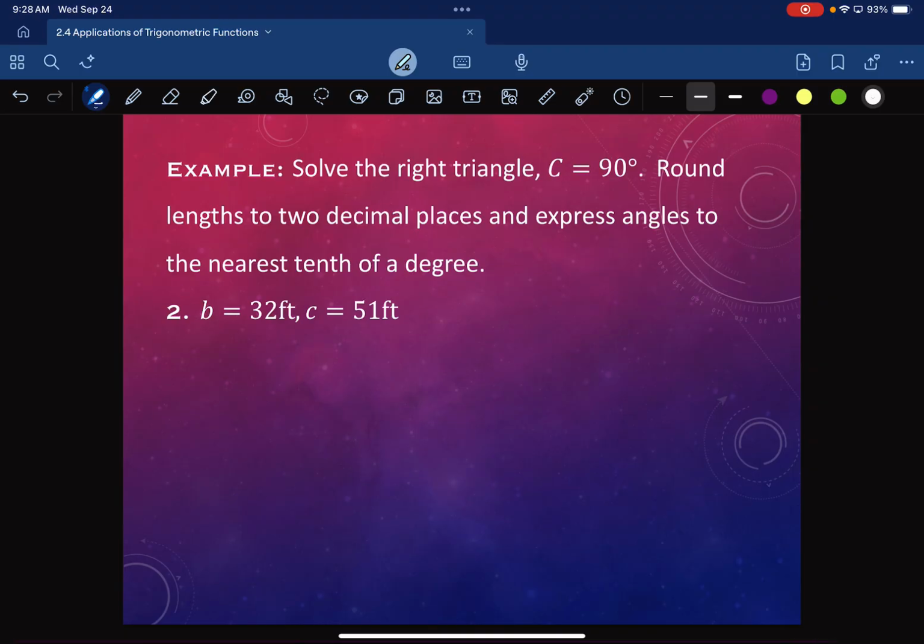Okay, so as we're taking a look at this one, if it helps you, and it will help me, so I'm going to do it, we're going to draw a triangle. If you want to avoid drawing the triangle, I suppose that's your choice. But I'm going to draw it in. So here's my side C. Opposite the side C is the 51 feet.